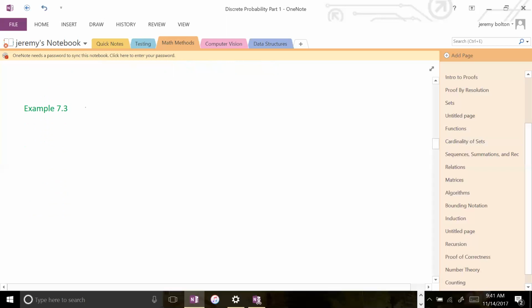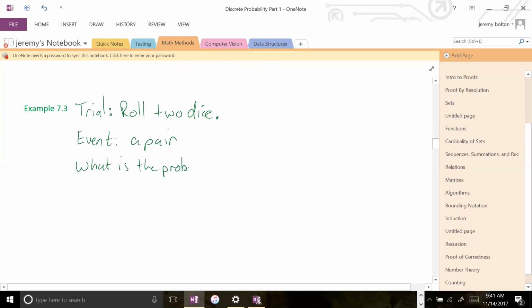All right, so here our trial: roll two dice. Event: a pair. And what is the probability of rolling a pair, given that we're rolling two dice?